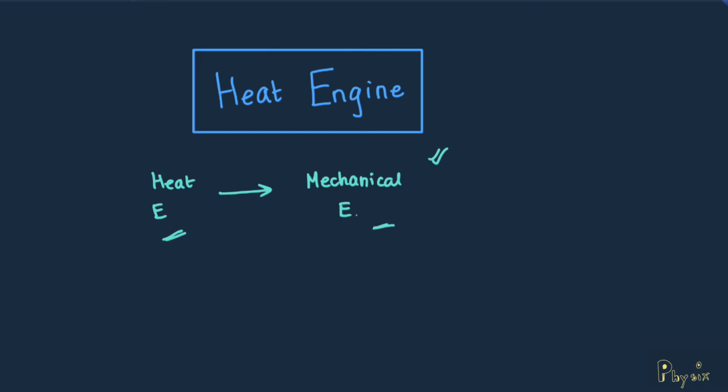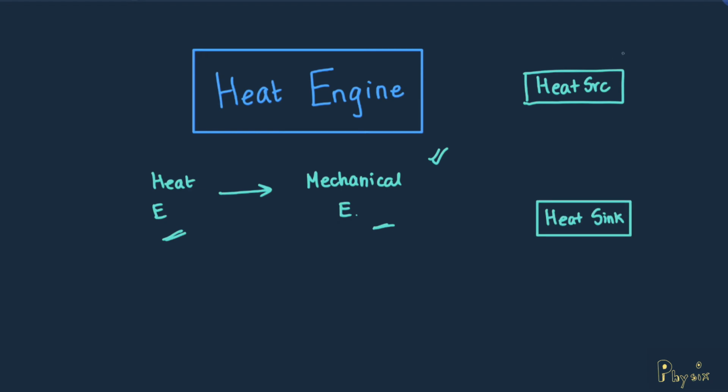Okay, in order for a heat engine to work, a heat engine has a heat source and a heat sink. The function of a heat source is to supply heat to the heat engine, and that of a heat sink is to absorb heat from the heat engine. Now, let the heat engine be working in between this heat source and heat sink, as it actually does.